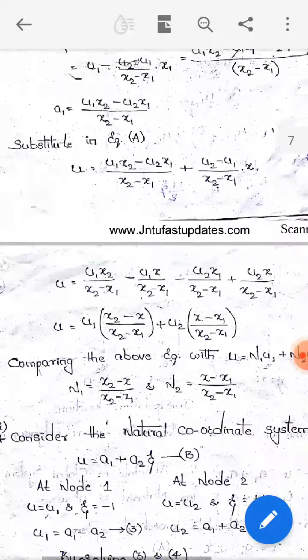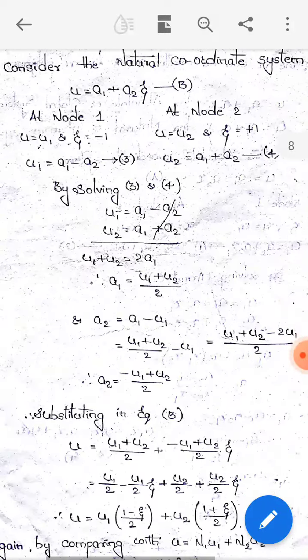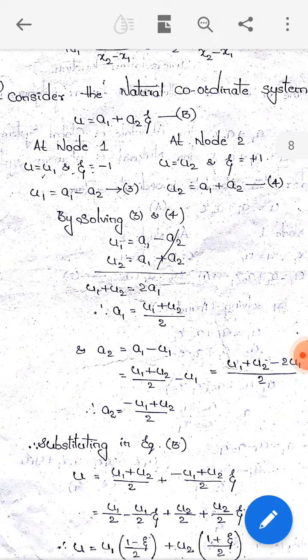When we take boundary conditions, we will be getting the shape of the curve. Now, putting the boundary conditions in the equation, two boundary conditions, u1 comma -1. So the equation transforms to u1 is equals to a1 plus a2 into -1, so it is u1 is equals to a1 minus a2. Similarly, at node 2, we get the second equation.